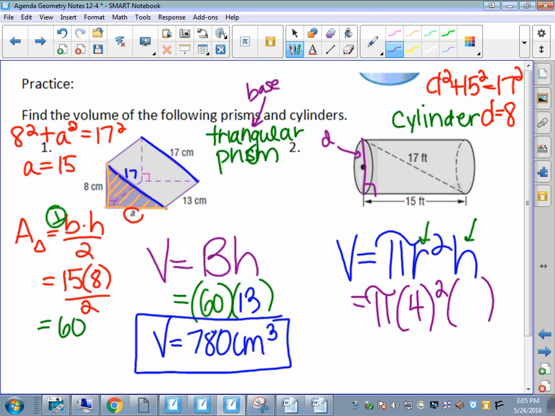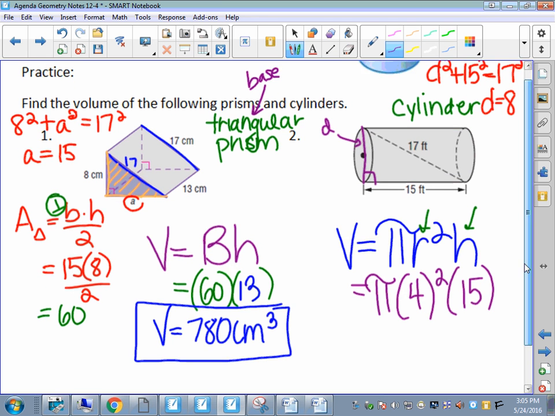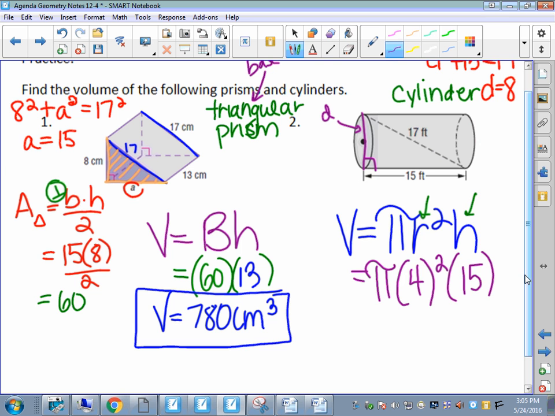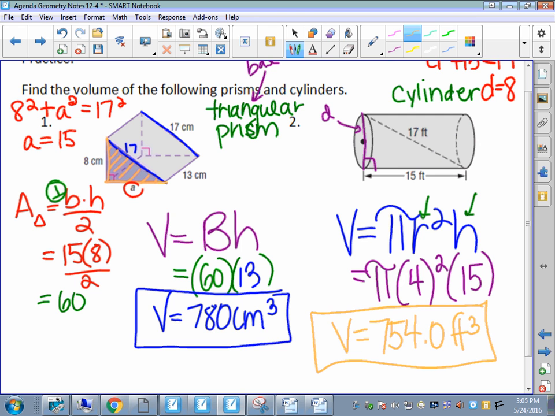And what's the height of that cylinder, or the distance between my circle bases? So I'm looking at pi times 4 squared times the height 15. When I do that math, rounded to the nearest tenth, I got 754.0 cubic feet. It's cubic because we're thinking how many cubes actually fit inside there. So if we had cubes that were 1 foot on each side, we could fit 754 of them inside that very large cylinder.